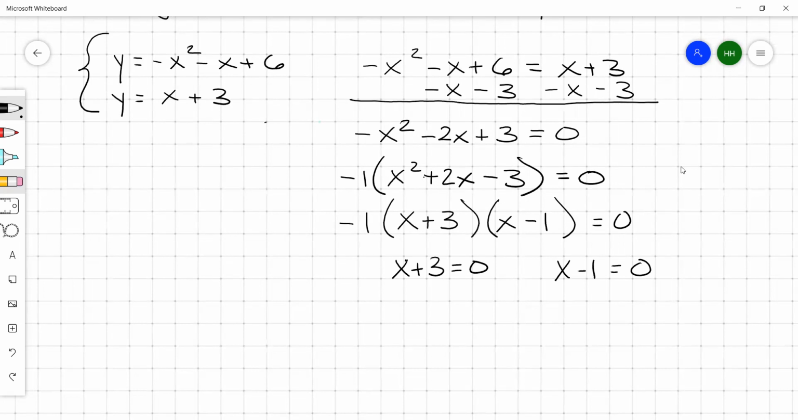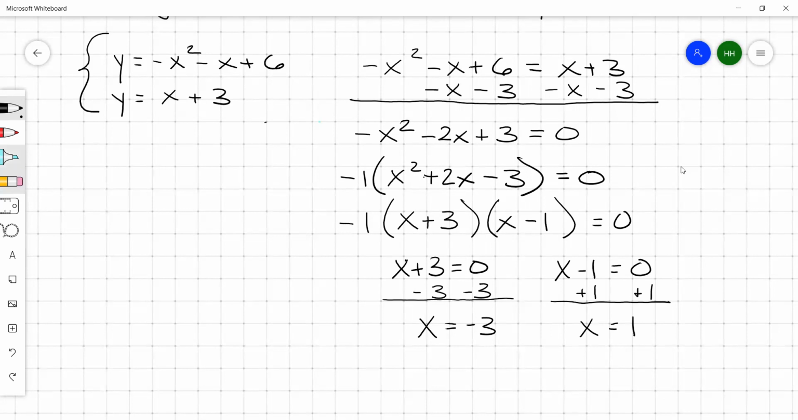You solve for x in each of these factors. So subtract 3 here. You get an x value that's equal to negative 3. And then on the right side, you add 1. So now you've got two x values that you need matching y values for.